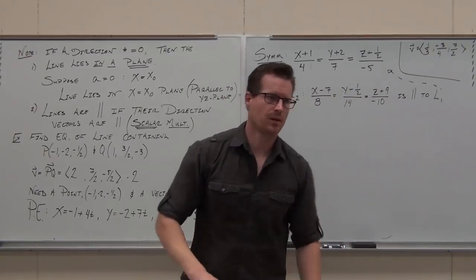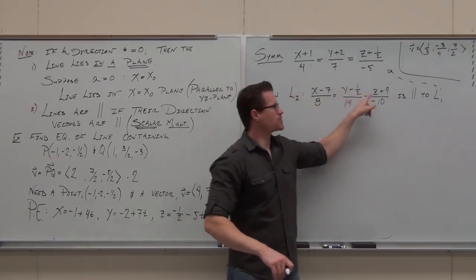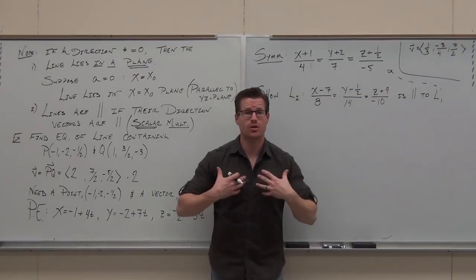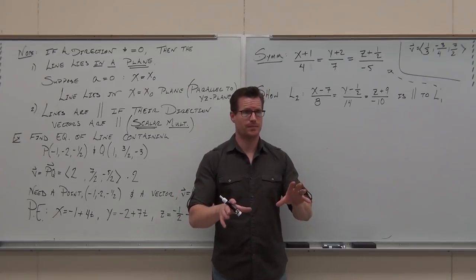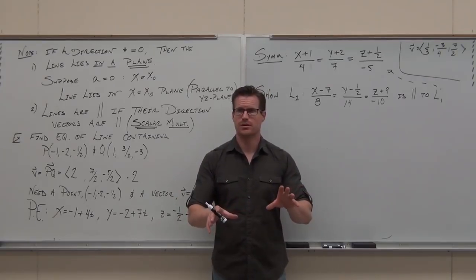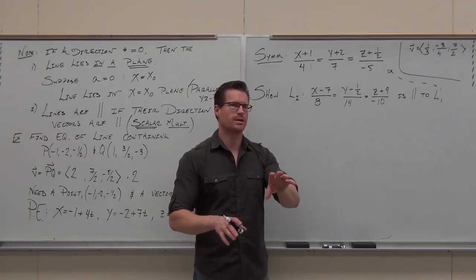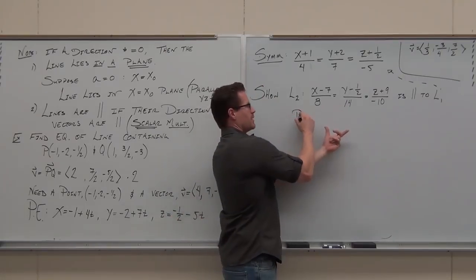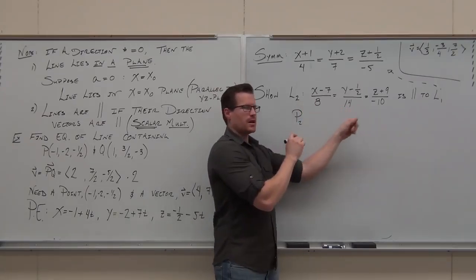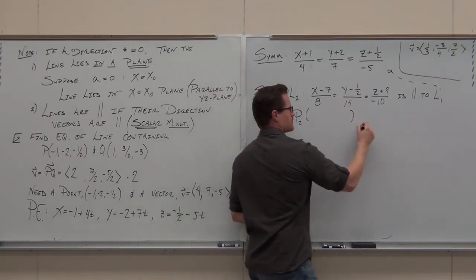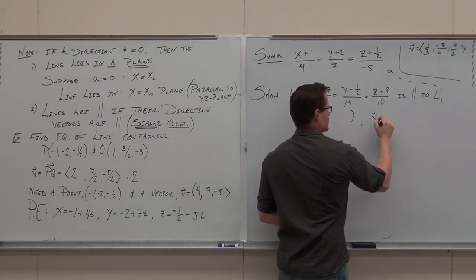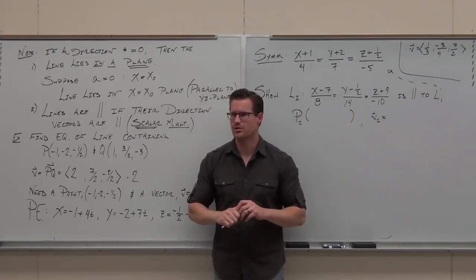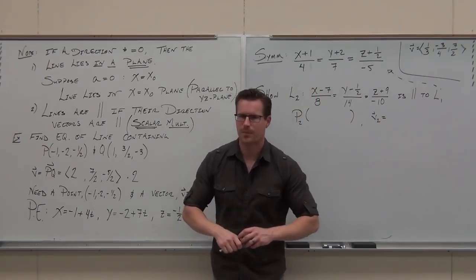Can you show line 2, let's say this is line 2, is parallel to line 1? I can show it, I know what I'm doing. Can you guys show it? Yes, no? Okay, here, I'm going to give you 10 seconds. What I want in 10 seconds is, from this line, I want you to find me a point on that line. And I want you to find me the direction vector from that line. Can you do it? Go for it.